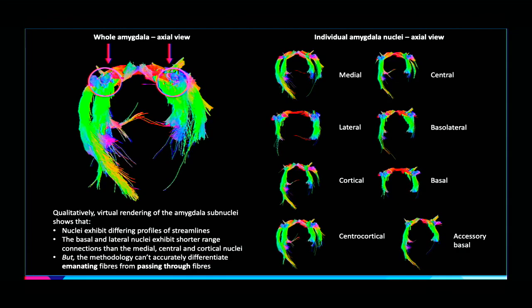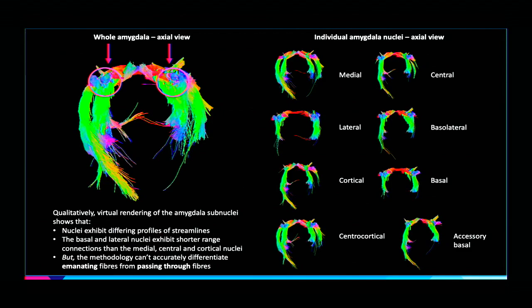So we can visualize this tractography as both coming from the whole amygdala and also coming from the individual amygdala nuclei. And I've circled, because it's not quite clear, where the amygdala regions of interest actually are in this diagram, and this is in an axial view.